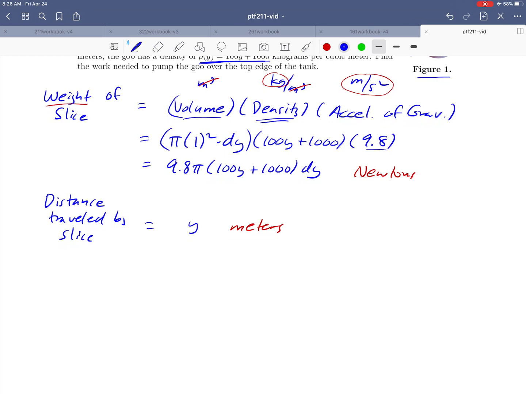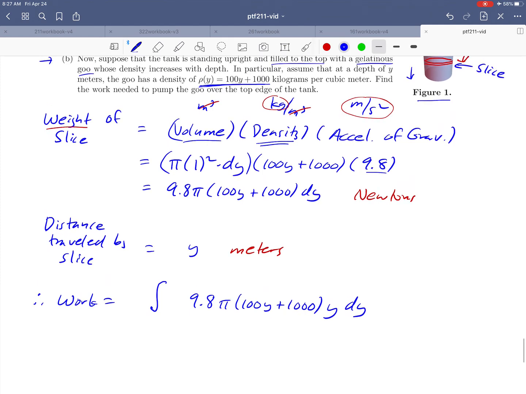So to get the work then, it's going to be force times distance. So we'll take the weight that we calculated above, and multiply by the distance. What I've written down so far would be the work needed just to move that one slice to the top. To get the total work, we need to integrate, add up all of the work contributions from each of those slices. And the question then would be, what are our limits of integration? Well, that's like asking, what is the range of y values that our slices could travel?